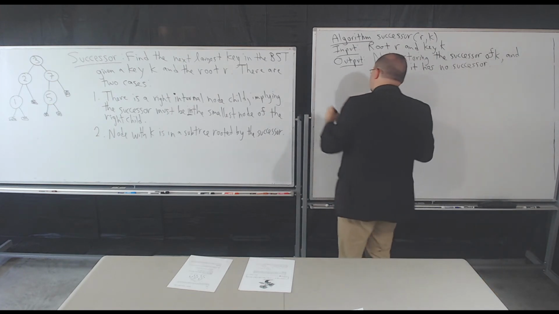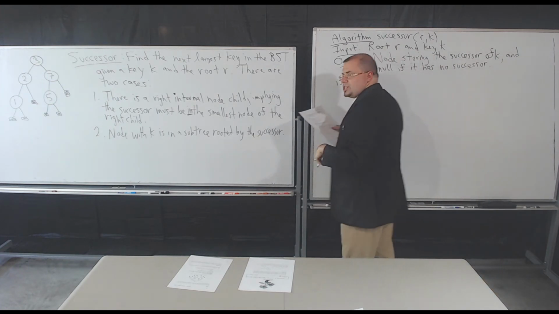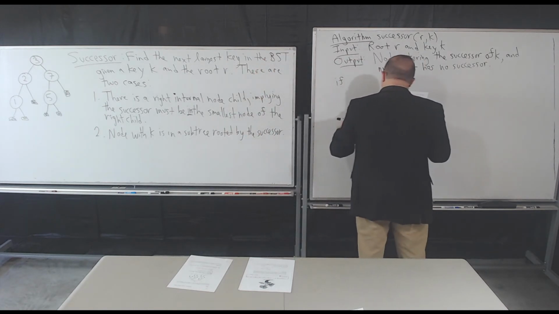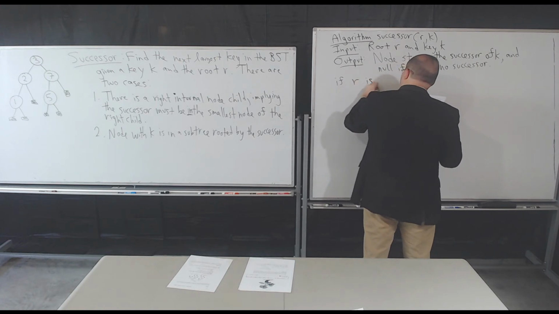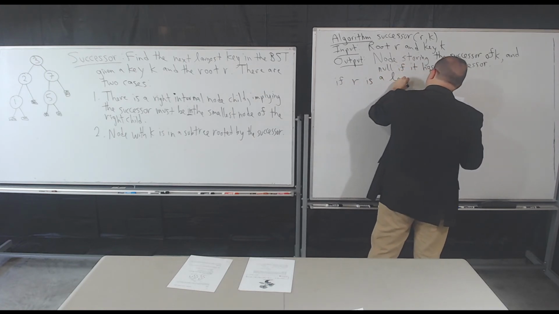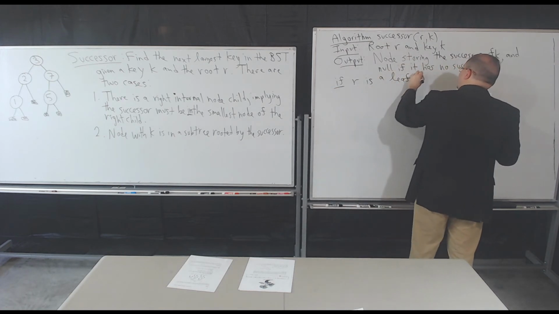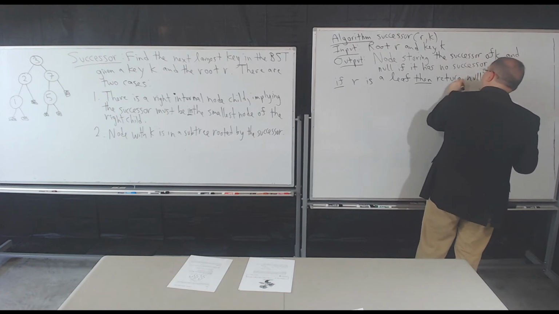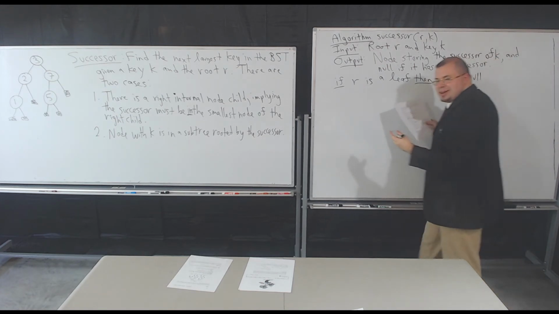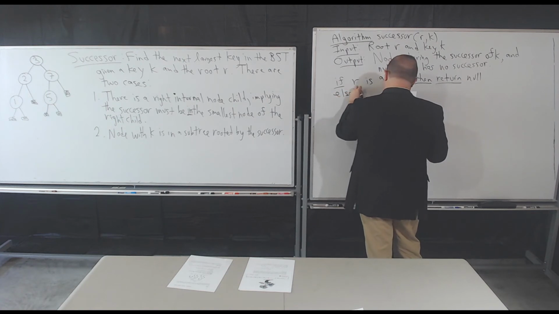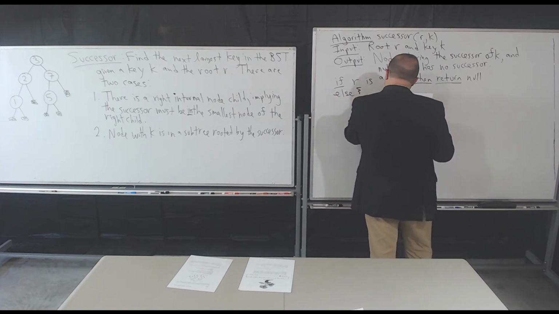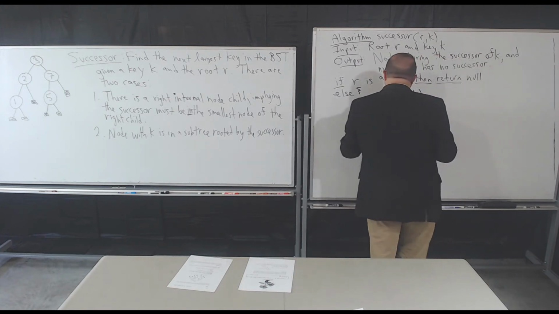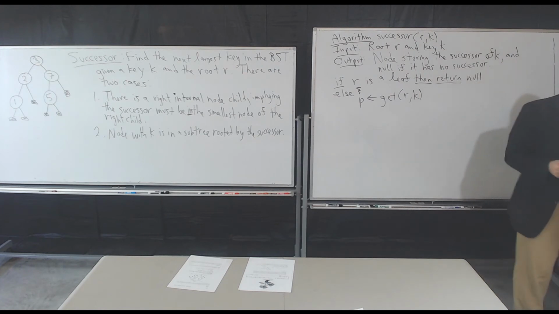Okay, what do we know? If I have a leaf itself, that must mean that the tree is in fact empty, right? If R is a leaf, then return null, right? That's how we've been doing a lot of these ones. Otherwise, we're just going to use get again. It's like what we've been doing before. I just get the one with the key and then I find the successor.